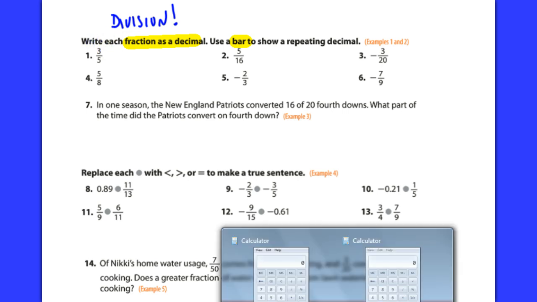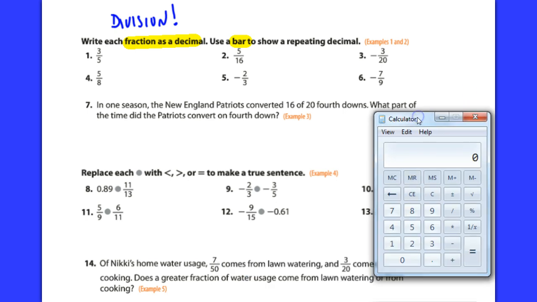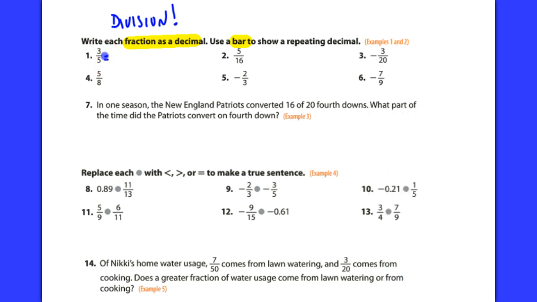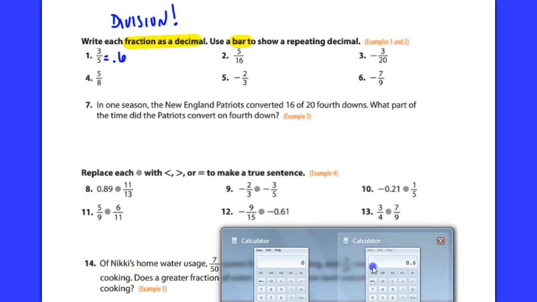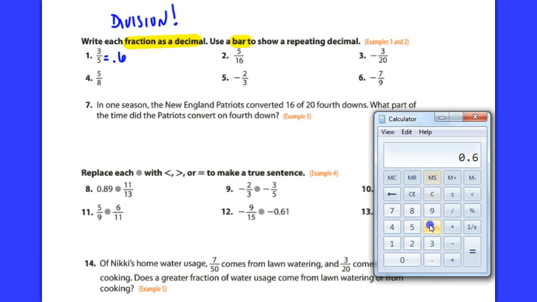So let me grab that calculator again. There it is. Just got to pull it up. Okay, so to change that from a fraction, I'm going to go 3 divide 5 equal 6 tenths. It's 0.6. So that's not a repeating decimal. So I'm just going to simply say that that is equal to 6 tenths right there. How about number 2? Let's try that. Try that on your calculator first and then see if we get the same thing.